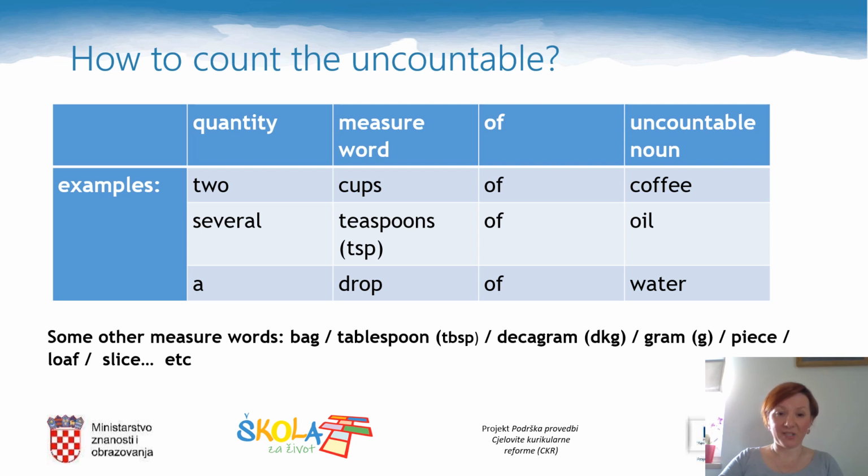There are some other measure words like bag of something or tablespoon. The abbreviation is TBSP. Decagram, gram, a piece of something, a loaf of something, a slice of bread. All right, so I hope this is useful to you.